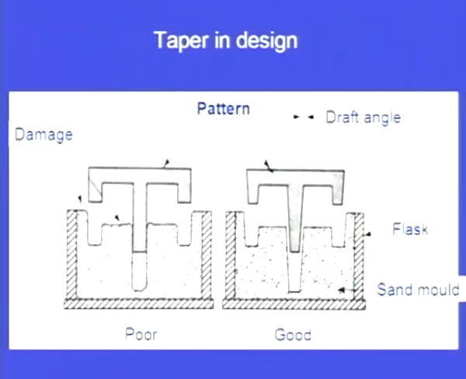Let us see what happens when draft allowance is not given, or what happens when draft allowance is given. Let us see this molding system, where in one case we are molding without taper. This is the pattern, this is the molding box, and this is the molding sand, and here we have molded without any taper. After compaction of the sand, when we are withdrawing the pattern, there is every chance it will break the sand, the mold may be damaged. So, this is not desirable.